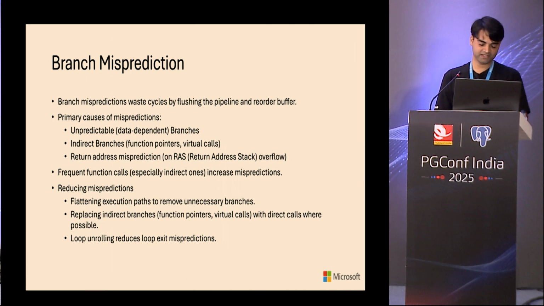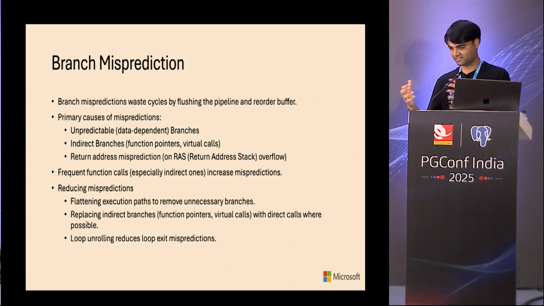And so what can you do to reduce these mispredictions? The first option is to reduce branches. If you can have fewer branches in code, I'll show you some examples of the patches we've committed on how we can reduce branches. By flattening, I mean if you have long chains of conditions, nested conditions, then your code looks pretty nested.